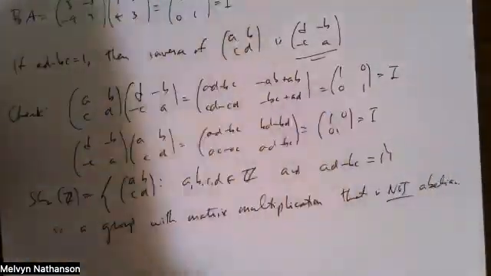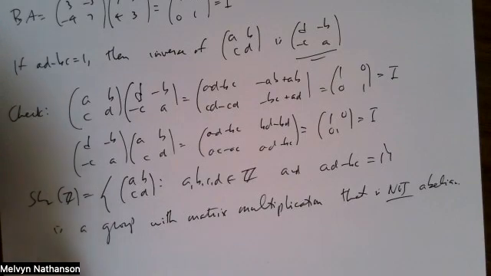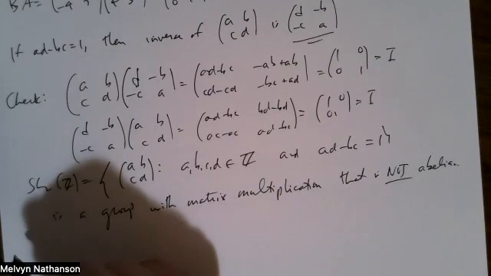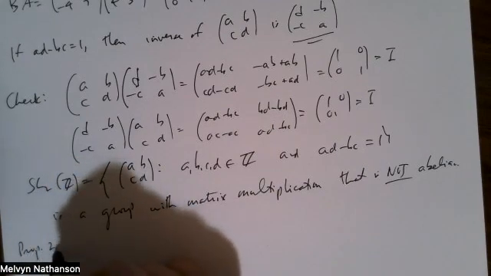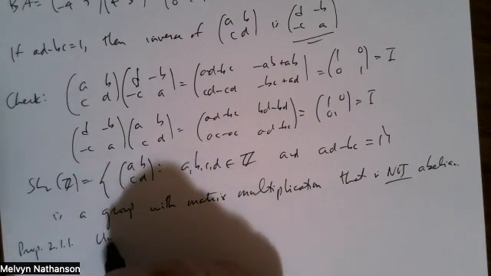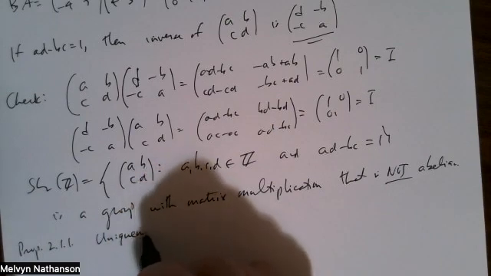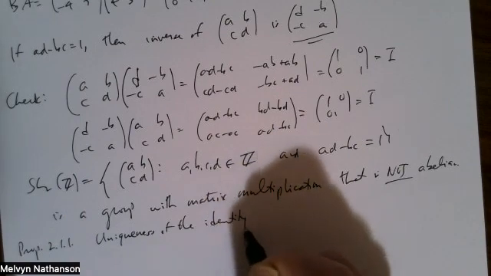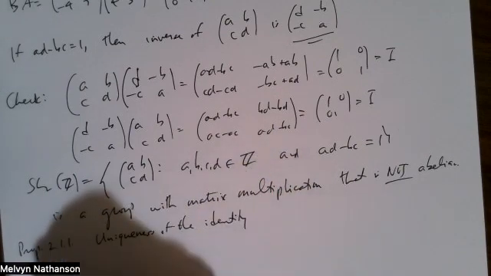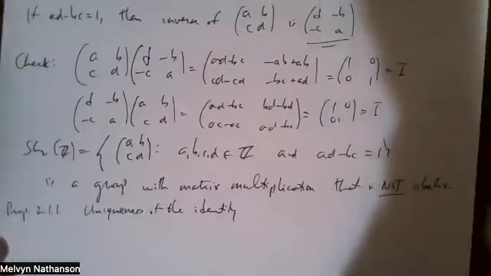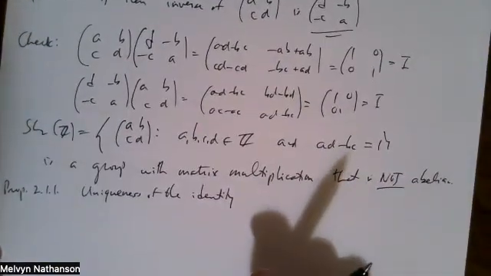And we're going to prove a lot of theorems about groups, and we'll start with two very basic ones. If I want to follow the numbering in the text, this is proposition 2.1.1, which is uniqueness of the identity. That is, not only does a group have an identity element, but the identity element is unique.